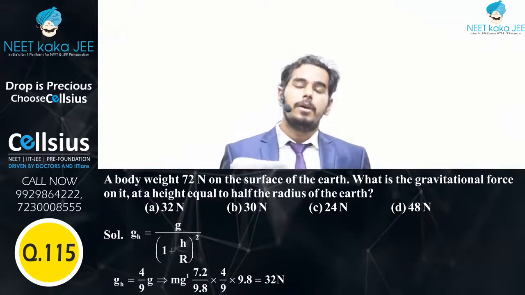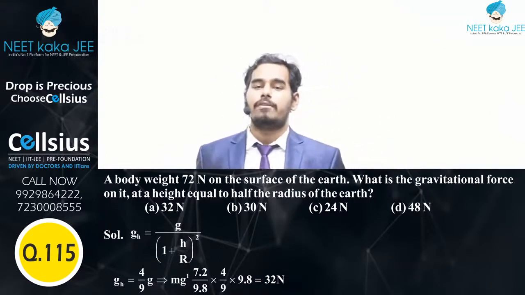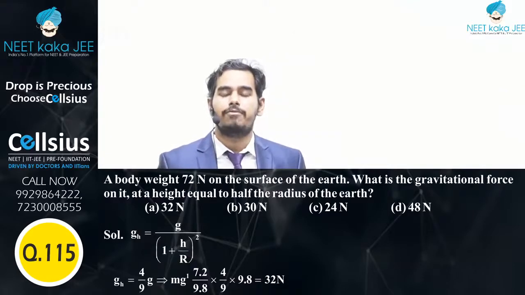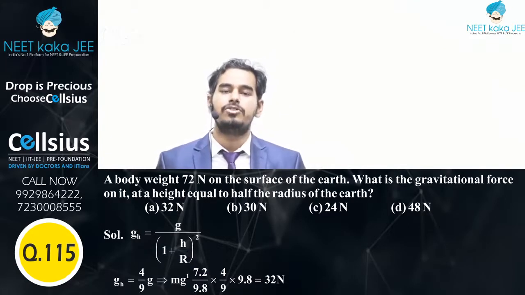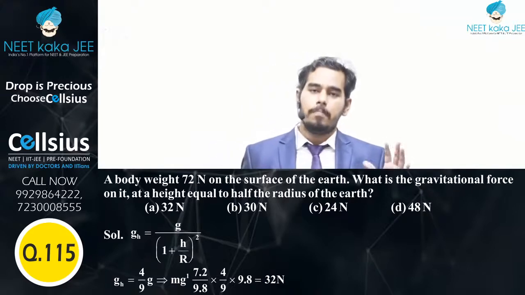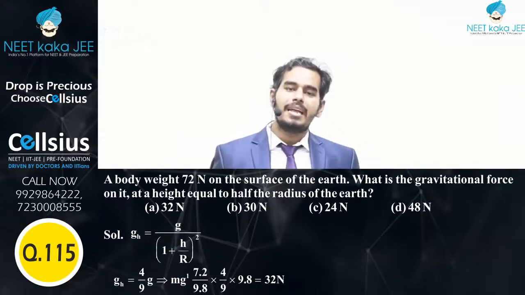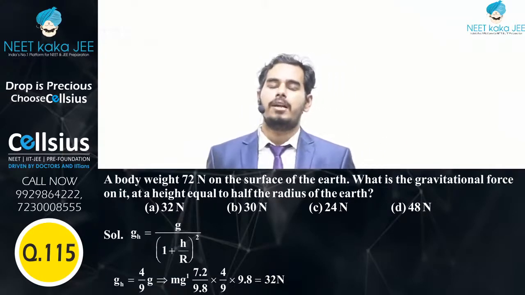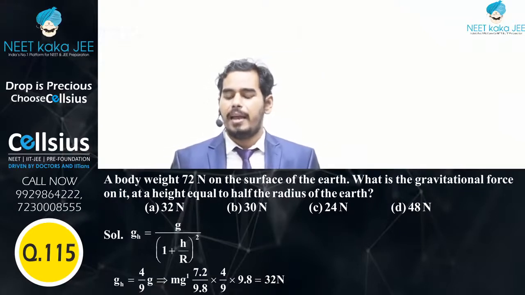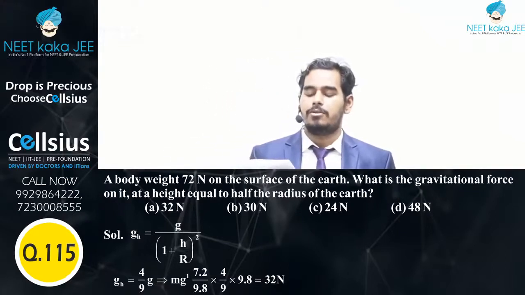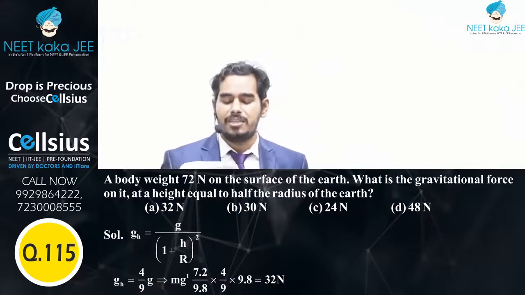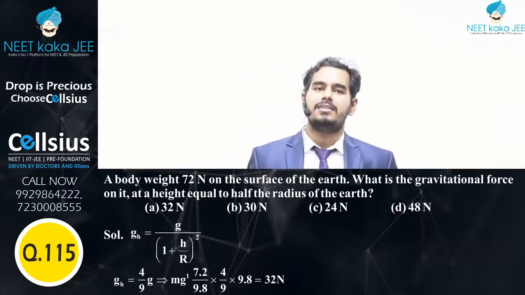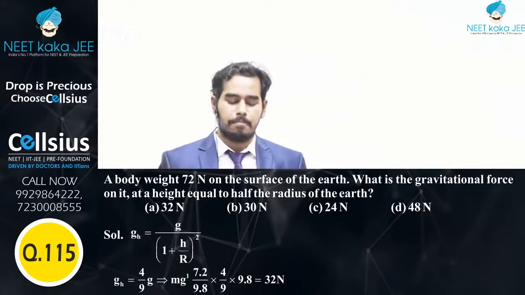Okay, so because the height is half of the radius of the Earth, we cannot directly utilize the formula G dash is equal to G into 1 minus 2H by R, but we can go with our base rule, that is G dash is equal to G upon 1 plus H by R whole square, and we can simply put the values. So we are going to get GH as equal to 4 by 9 G, and from there we are going to get it as 32 newtons. Okay, so this is as simple as this.